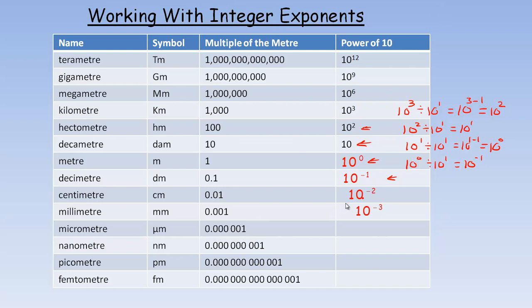Now, notice that I want to draw a few conclusions here. Number 1, this negative 1 means there's 1 decimal place here. The negative 2, there's 2 decimal places here. The 3, there's 3 decimal places here.